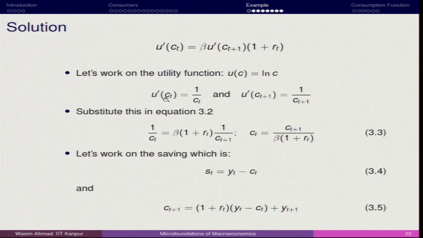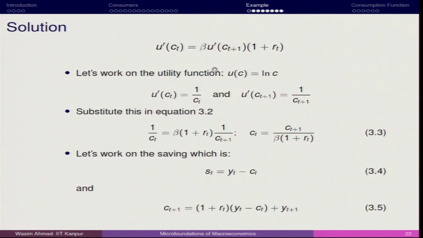So, here we have the marginal utility of current consumption equal to 1 upon C t, and the marginal utility of future consumption equal to 1 upon C t plus 1. Now, substituting this in this particular expression, it becomes 1 upon C t is equal to beta into 1 plus R t, times 1 upon C t plus 1. So, here it becomes C t is equal to C t plus 1 upon beta multiplied by 1 plus R t. Once I have this particular expression, that we get it.